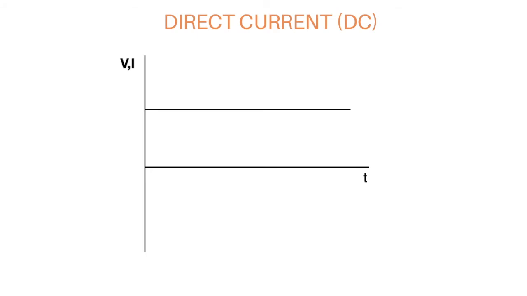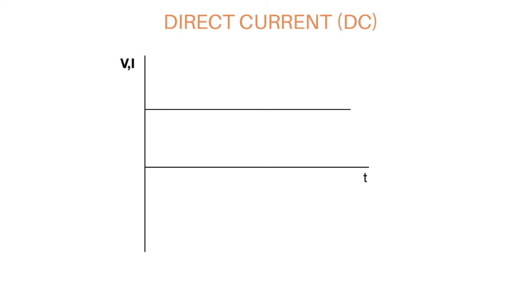So now let's have a look at DC current. DC current is also called direct current. Now, as you can see, this graph is pretty simple. It's very constant. So it's constant current, constant voltage over a period of time. So when do we use direct current? We use direct current in low voltage applications.